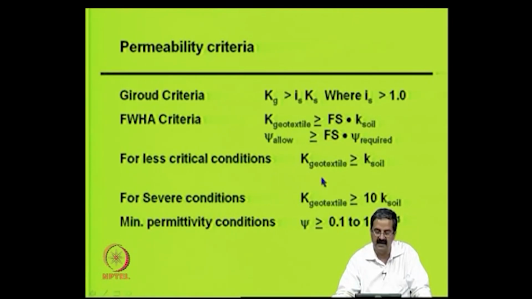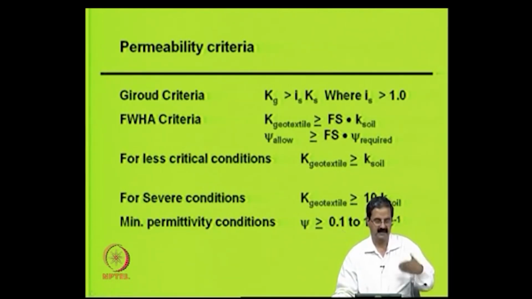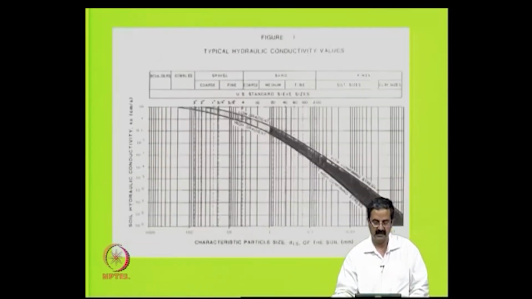And for less critical conditions, K geotextile more than or equal to K soil is fine, but for severe conditions the factor of safety should be good. And the minimum permittivity, as I just mentioned, is in centimeter per second divided by centimeter of thickness, so it comes in units of second inverse, and it can be 0.1 to 1. These are the minimum criteria that they have given, and if you look at any manufacturer's product literature for geotextiles, they will all have this information.